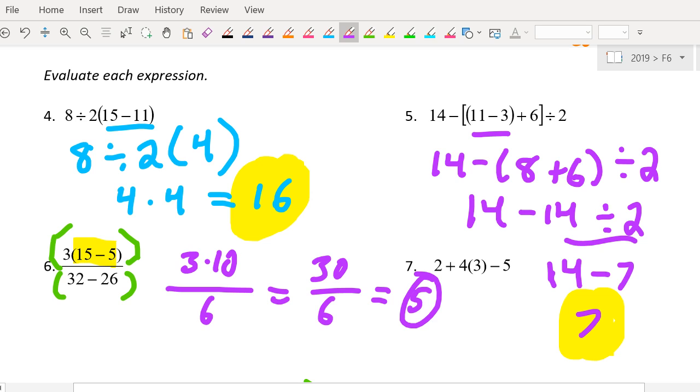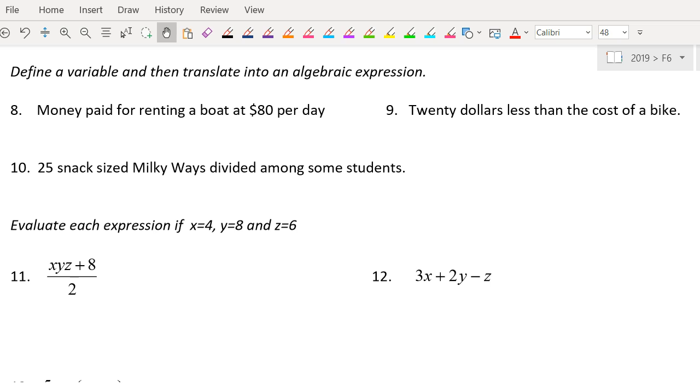When you define your variable, you must use the word let. If you do not, I will mark the problem incorrect. So let's make sure we do that. All right. Now this one's a little tricky. So what did you define for your variable in number 8? Very good. You didn't get tricked.